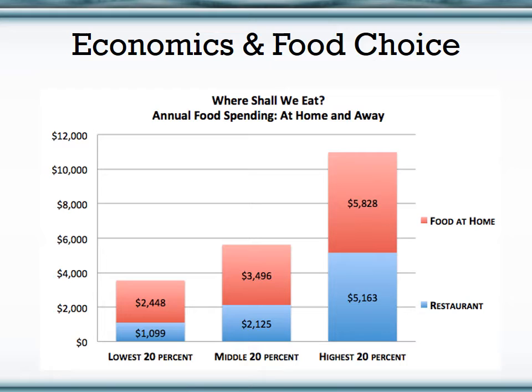Keep in mind that although the lowest amount of total money for food is spent by the lowest 20th percentile, that income, that $3,500, comprises a greater percentage of their total income than the $11,000 that is spent on food by the highest 20th percentile. So the amount of money that is spent on food by the lowest 20th percentile is a very high percentage of their total income.